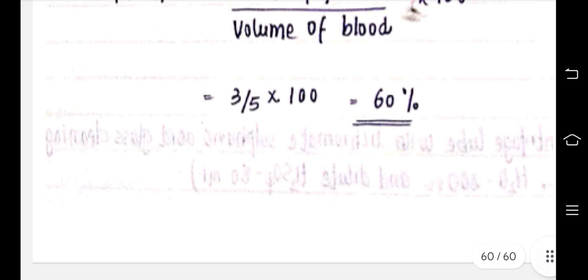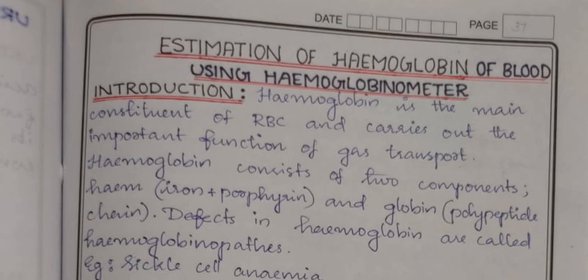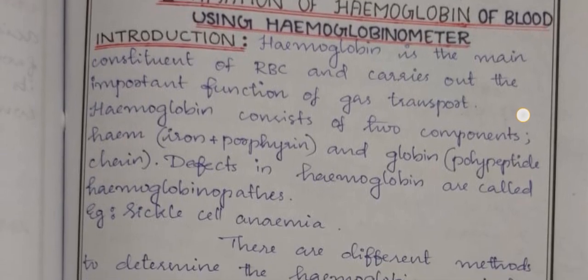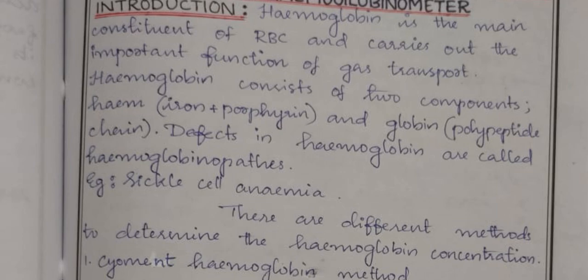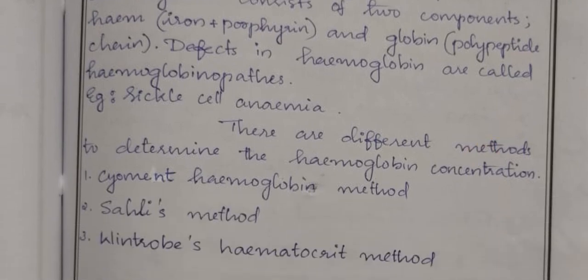Estimation of hemoglobin of blood using a hemoglobinometer. Introduction: hemoglobin is the main constituent of RBC and carries out the important function of gas transport. Hemoglobin consists of 2 components: heme, iron plus porphyrin, and globin, a polypeptide chain. Defects in hemoglobin are called hemoglobinopathies, sickle cell anemia for example.